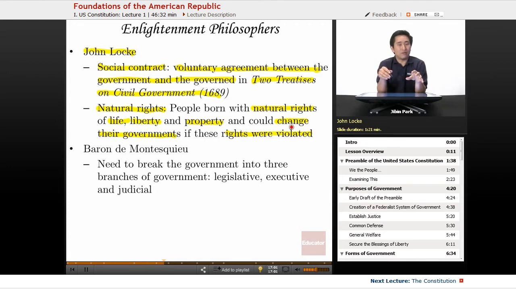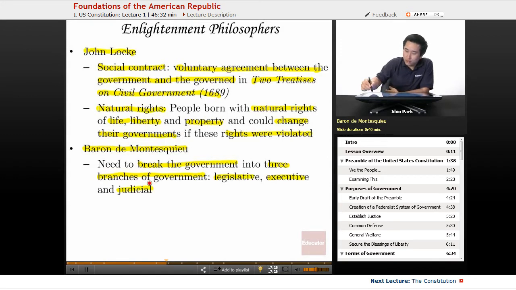So in crafting a new constitution, this idea of natural rights, that there are certain God-given rights, was a very important concept in the beginnings of the Constitution. And Baron de Montesquieu, basically his major contribution to the Founding Fathers was that there was a need to break the government into three branches of government, which ended up being legislative, executive, and judicial.